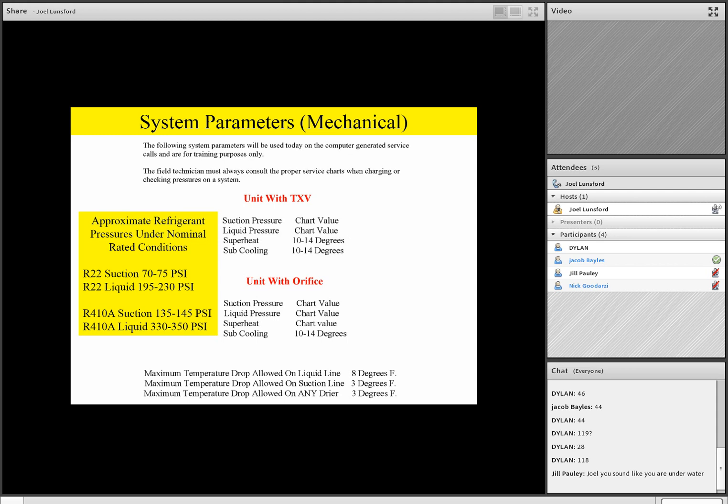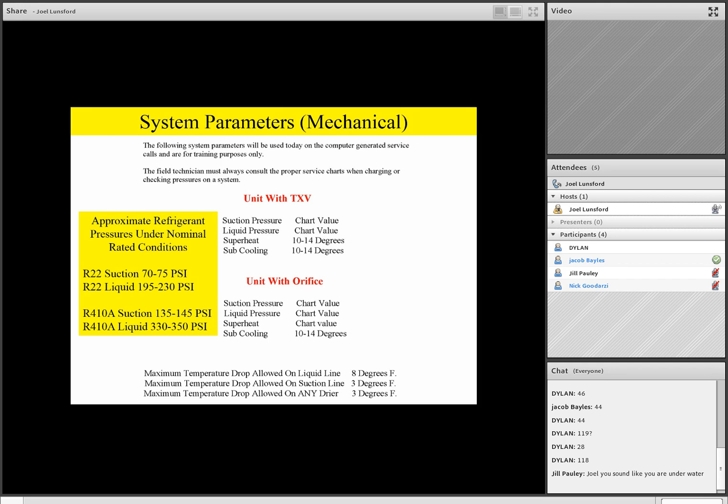So the maximum temperature drop we're going to allow on a liquid line today between the two liquid temperature probes is going to be 8 degrees Fahrenheit. That's the maximum temperature drop we're going to allow in the liquid line. If you see a temperature drop larger than an 8 degree difference between the two temperature probes on the liquid line, you'll consider that liquid line kinked or restricted or undersized, and that's the problem with the unit. So be sure and look for that liquid line temperature drop not to exceed 8 degrees.